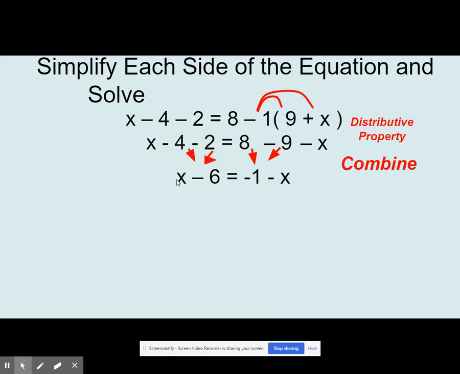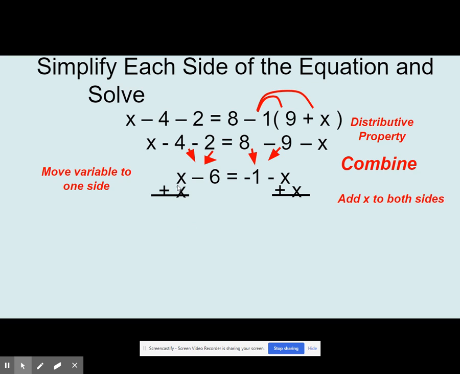So if I've got an x and a minus 1x, I want to get rid of this one because it's smaller. All right, so then how would you get rid of a minus x? What's the opposite of subtracting x? So we're going to move variables to one side by adding x to both sides. So we're going to add 1x. So plus x, plus x.